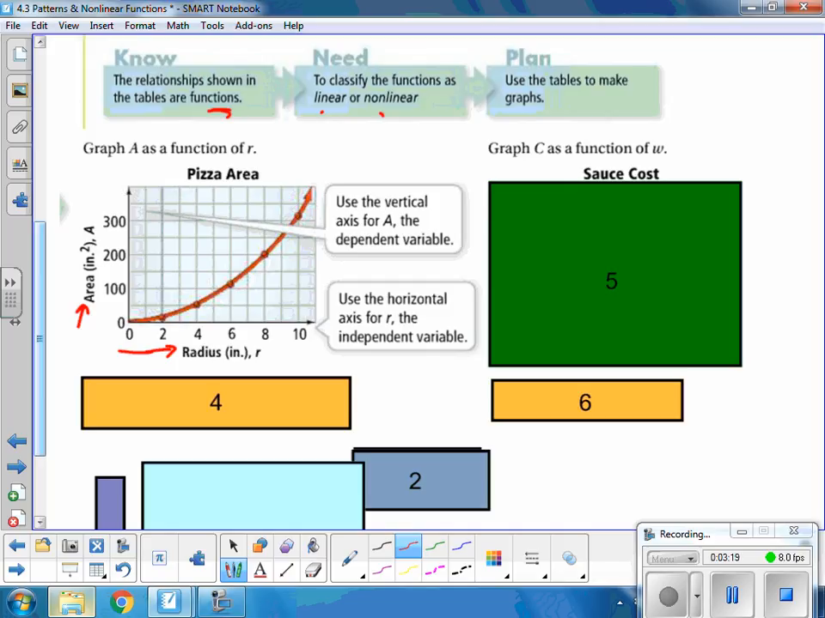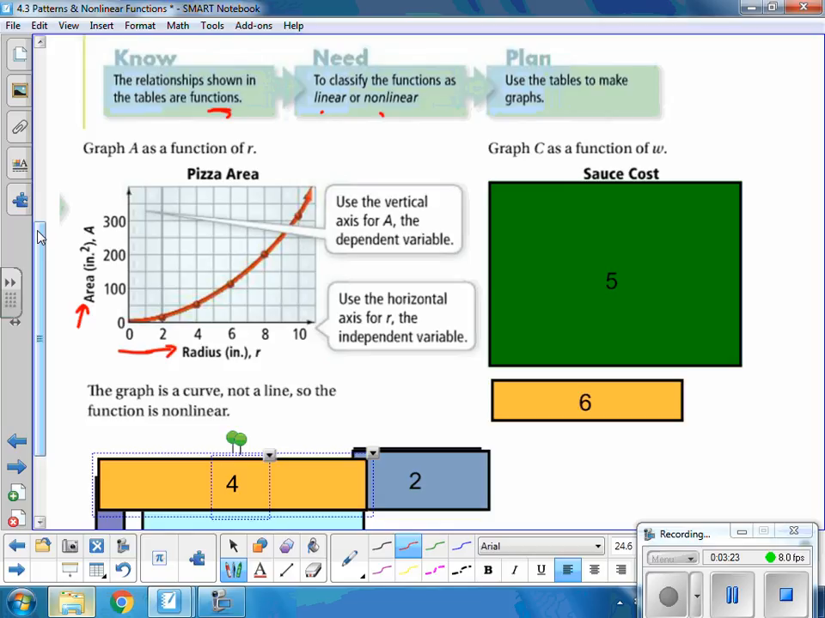It looks like there's a bit of a curve to it. And because it has a curve to it, we can say that it is a function, but it is a nonlinear function. This one is not creating a straight line.